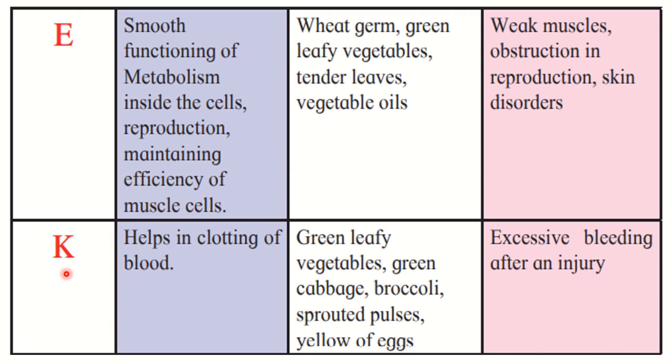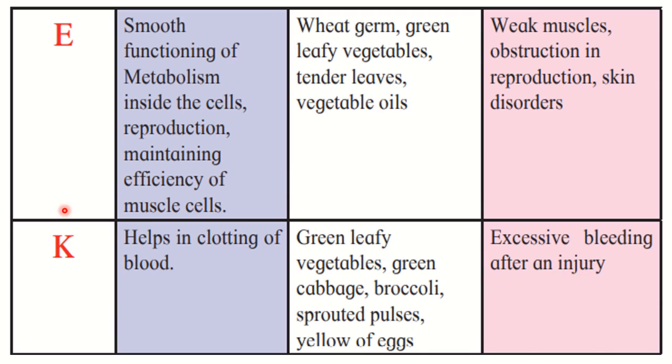The next is vitamin K. Vitamin K is very important. Why? Because it is essential for the clotting of blood. It helps in clotting of blood. Whenever we have some injury, we find that the bleeding stops automatically. Blood clots there automatically. Why does this happen? It happens because of vitamin K. So if there is a deficiency of vitamin K, there is a possibility of excessive bleeding after an injury.